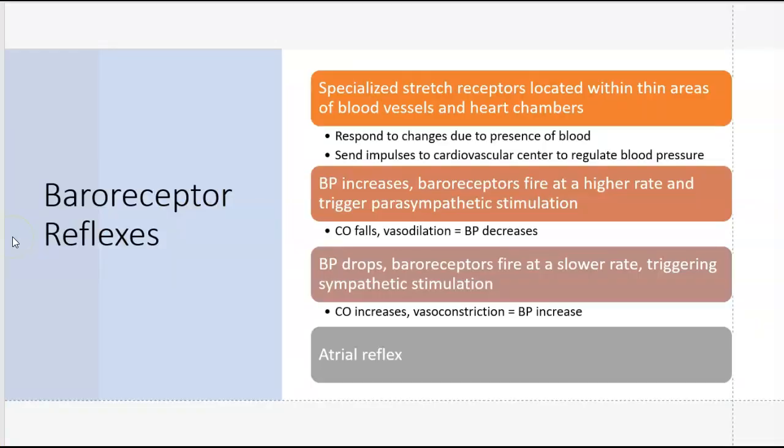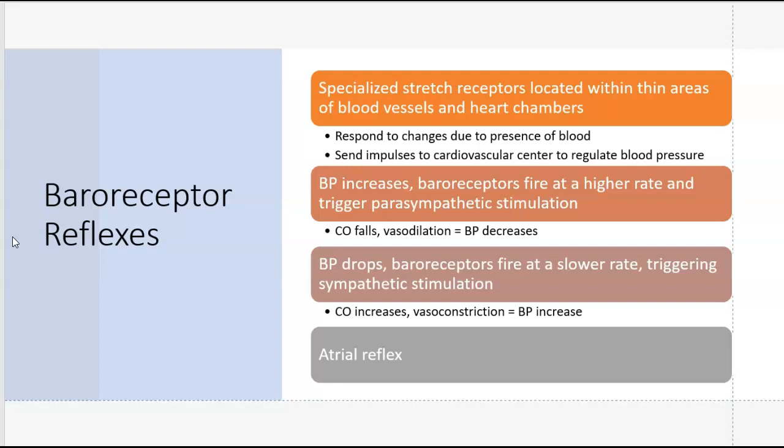The baroreceptor reflexes are specialized stretch receptors that are located within areas of our blood vessels and different chambers of our heart. Their job is to respond to changes due to the presence of blood. So they're basically sensing, if there's more blood, there's more pressure. They're sensing, in a roundabout way, the amount of pressure. And then they send impulses to the cardiovascular centers we just talked about to regulate blood pressure.